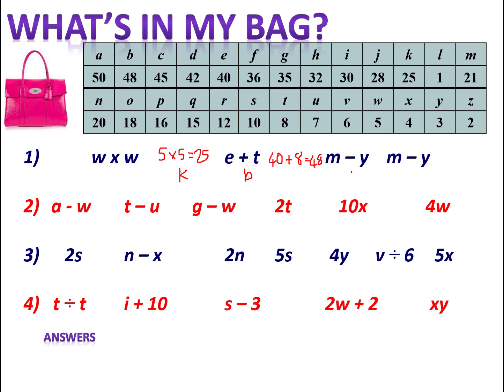M minus Y. M is 21 here, and Y is 3. 21 minus 3 equals 18. And so 18, you can see on this grid, is the letter O. 18 equals O, so this one must equal O. So the letters we have is K, B, O, O, and you've got it. The word is book. It is a book that's in my mulberry bag.